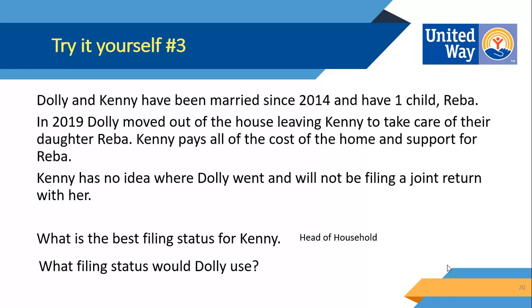I hope you used your decision tree because a lot of people would put married filing jointly or married filing separately. Now, if he's going to file head of household and they're legally married, how is Dolly going to file? Married separate. If she has nobody else that lives with her that she can claim as a dependent for head of household, then she has no choice but to file married separate.